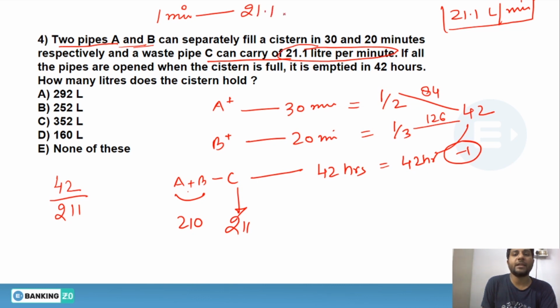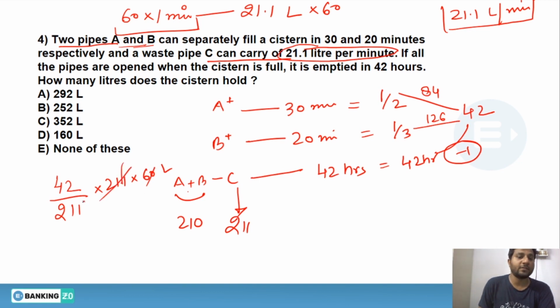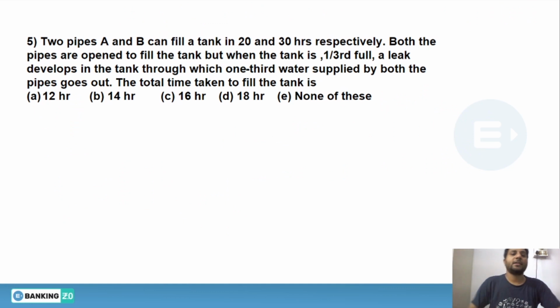21.1 liter. So in 60 minutes, that means in 1 hour, it can empty 21.1 into 60 liter. Alright, and we will get the original capacity of the tank. Now if you solve this question, you will know the answer is 252. The question was easy. It's just a matter of time how you realize the question and how you solve this kind of question. Okay, let's move on to the next question.